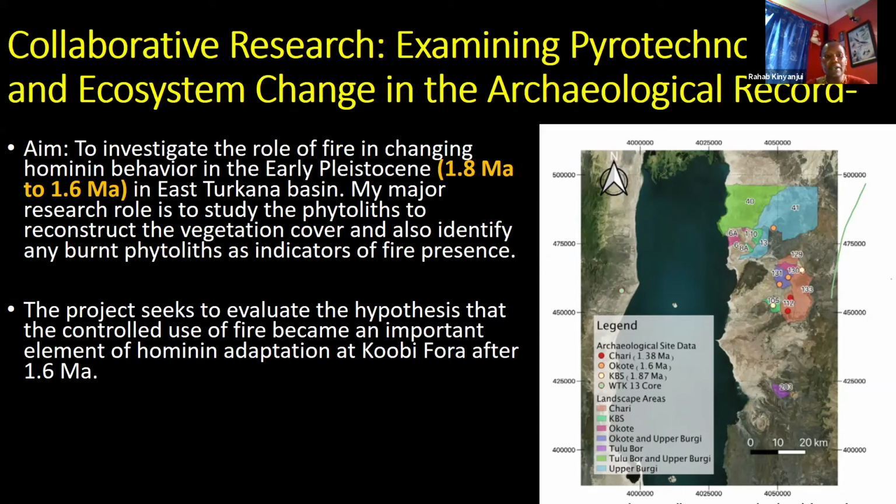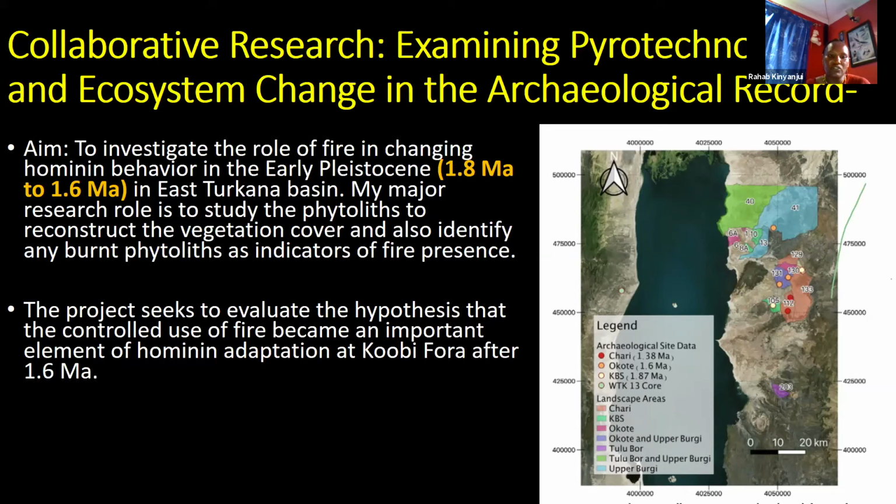My major research role in this one is to look at the phytoliths, how the vegetation was. That is the main thing. And then from those fire hazards that we already identified in the site, to look at the burnt phytoliths. If we can get them, then we can tell for sure whether the fire was there. And now we can discuss from there how the fire influenced humans' behavior. This site dates back to 1.8 to 1.6 million years, in the early Pleistocene.